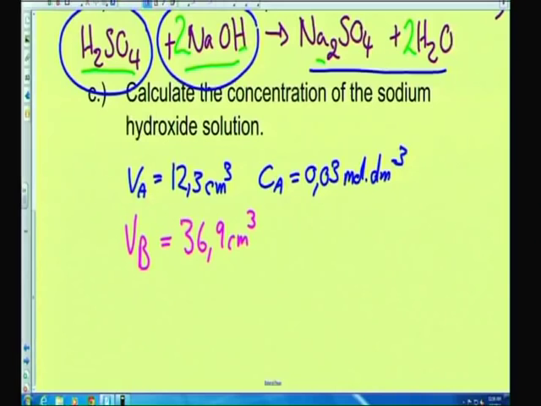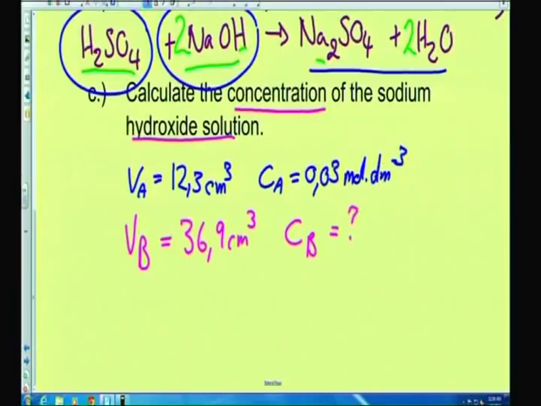We've taken things from the equation and we've taken things from the question. We now look at what we need to find. We need to find the concentration of the sodium hydroxide. We're wanting to find the concentration of the base. Okay, so how are we ever going to do this? Well, let's start with what we know.